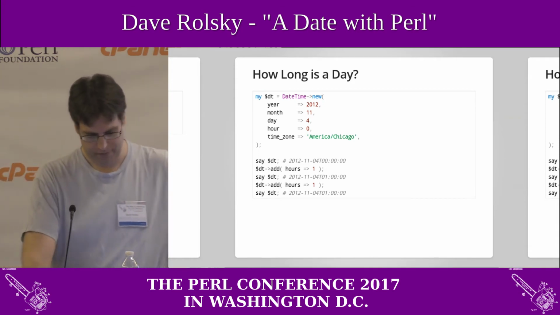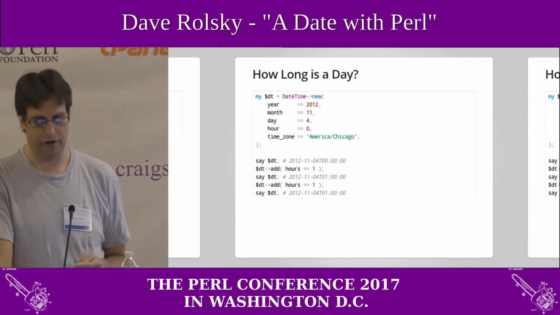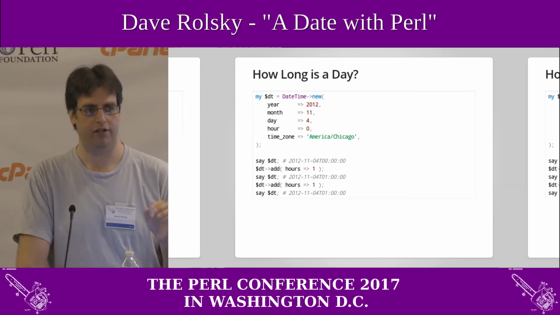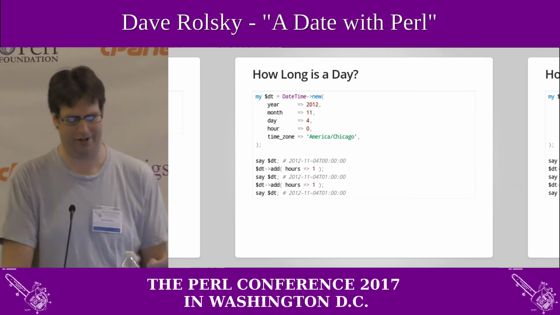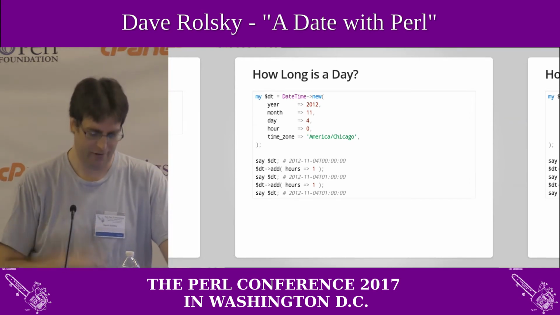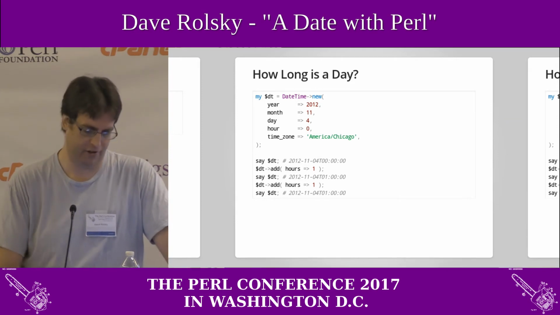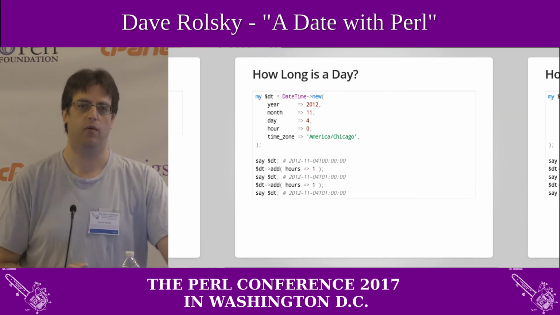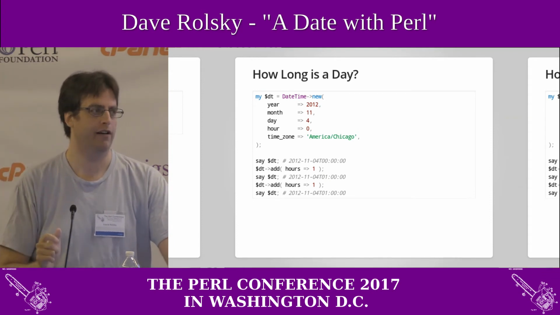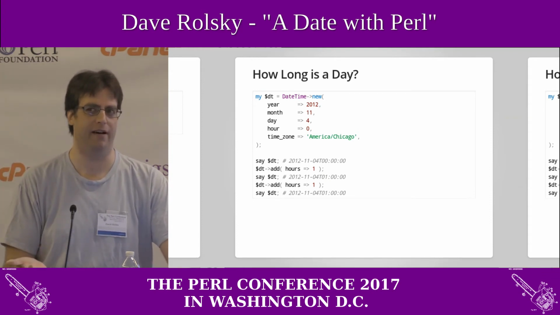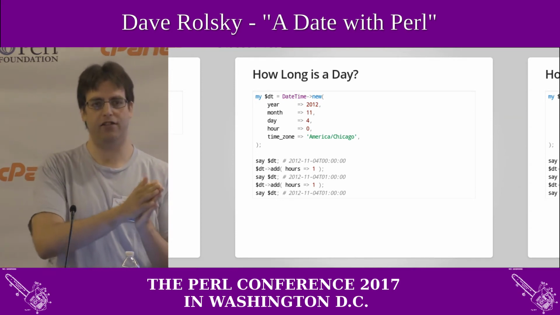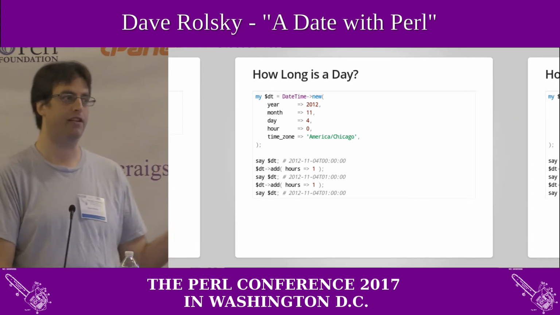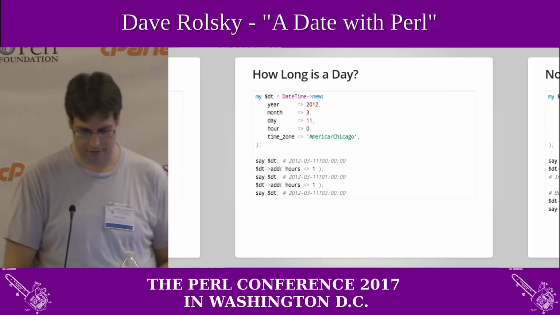So for example, take November 4th, 2012, in the America Chicago time zone at midnight. We add 1 hour and we get 1 a.m. We add 1 hour and somehow we get 3 a.m. That's because there is no 2 a.m., because the clock is jumping ahead 1 hour. So that particular day only happens to have 23 hours.